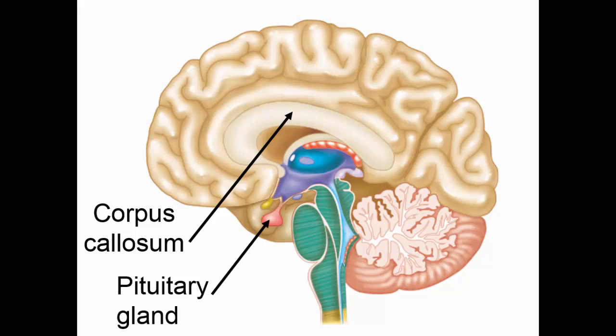Hanging off the bottom of the diencephalon is the pituitary gland. The pituitary gland is under the control of the hypothalamus, which is part of the diencephalon, and the pituitary gland then controls all of the glands of the endocrine system. In the roof of the diencephalon is the pineal gland. This is one of the endocrine glands. This gland secretes melatonin, which is important in our sleep-wake cycles.